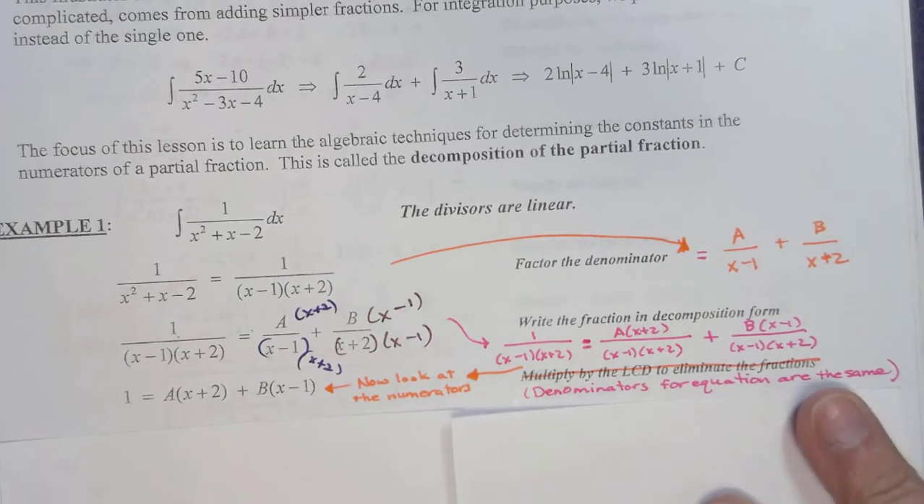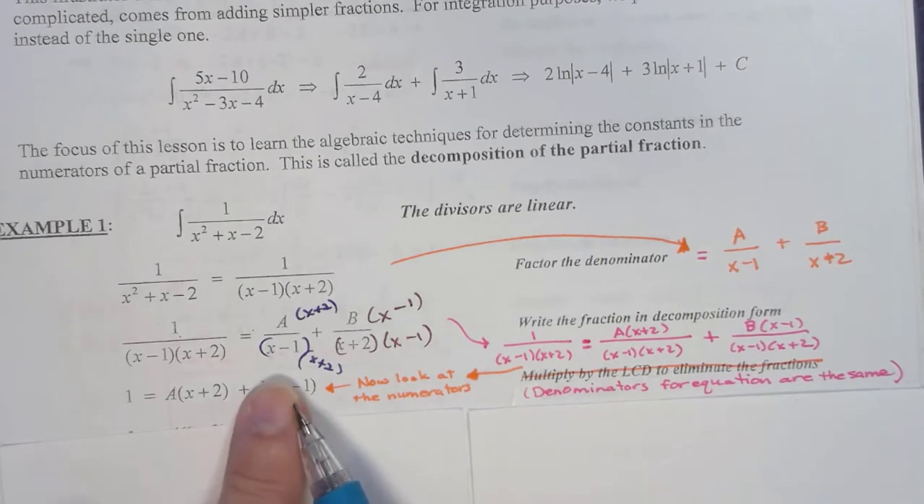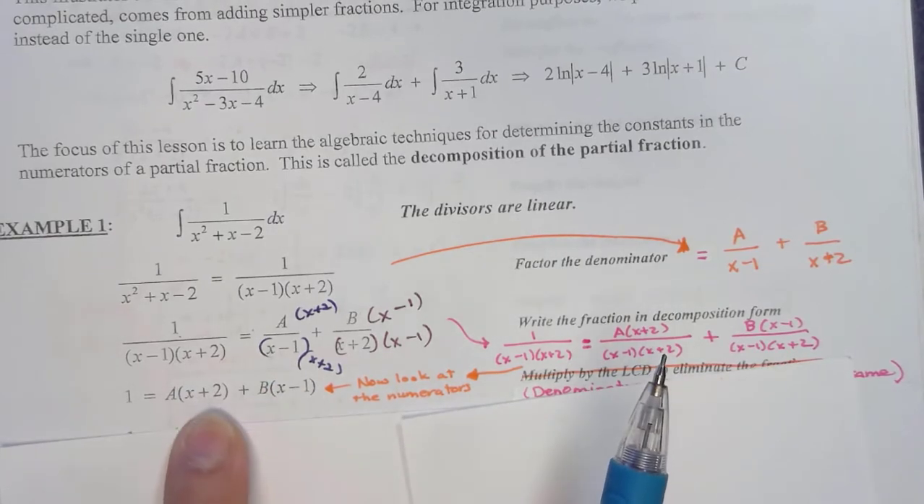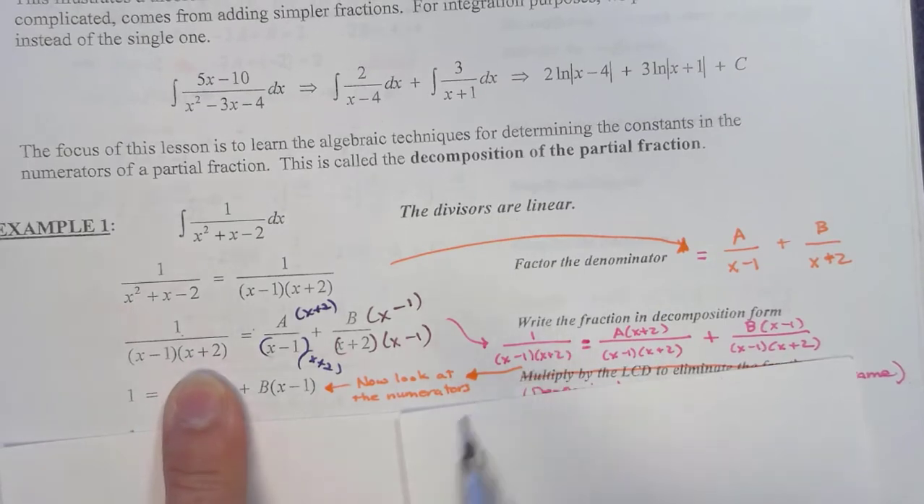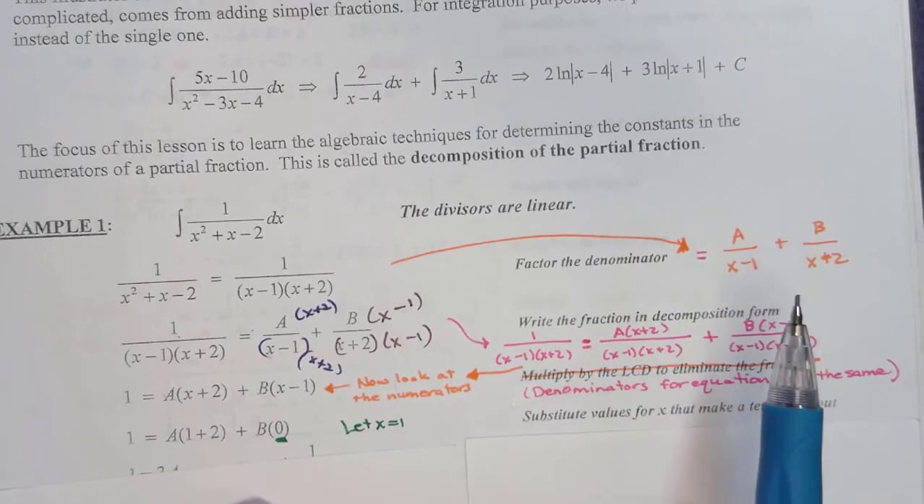Now, this is an equation with several variables, but here's something that we know. If x is 1, this term is going to drop out, and I can substitute 1 for x, and I can solve this equation for A. If x is negative 2, this term is going to drop out, and I can substitute negative 2 here and solve for B. And that is exactly what I'm going to do.